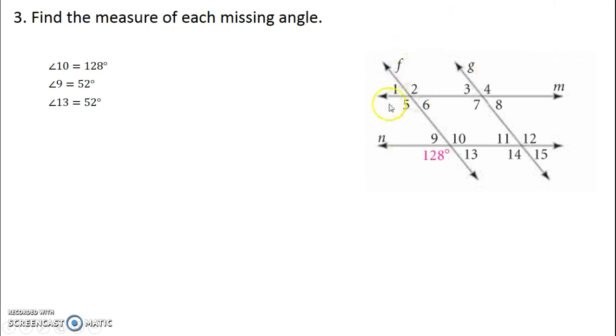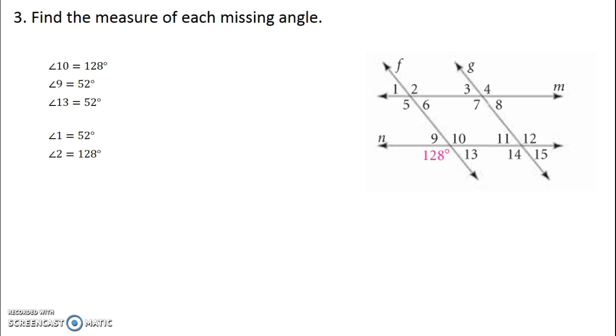So by that, I'm going to look up here at angles 1, 2, 5, and 6, and I'm going to look for some corresponding angles. I see that angle 1 corresponds with angle 9. They're in the same relative spot, so they should be congruent to each other. You could also say that it's same side exterior with 128, so that they're going to be supplementary. There's lots of ways to do this. I'm just going to go with the corresponding angles.